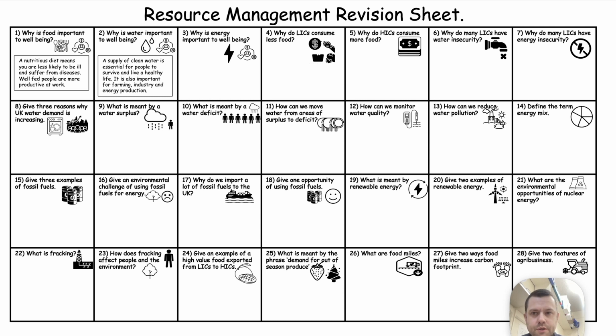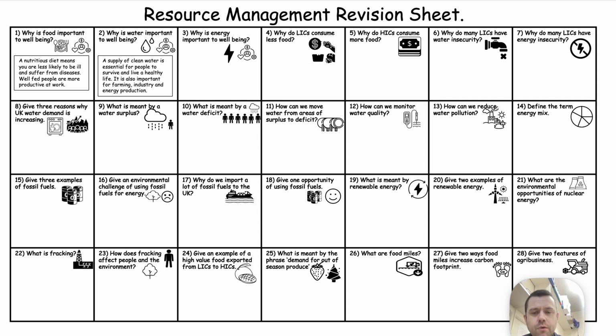Why is water important? A supply of clean water is essential for people to survive and live a healthy life. If you've not got access to water, you're going to be very poorly, and within 3 days you could potentially die if you don't have access to clean water. That's going to make your quality of life pretty low. It's also important for farming, thinking watering of crops, irrigation. Another word for farming is agriculture. Industry, so think of factories. The clothing industry, for example, uses an awful lot of water. And finally, energy production, so you could think about hydroelectric power.